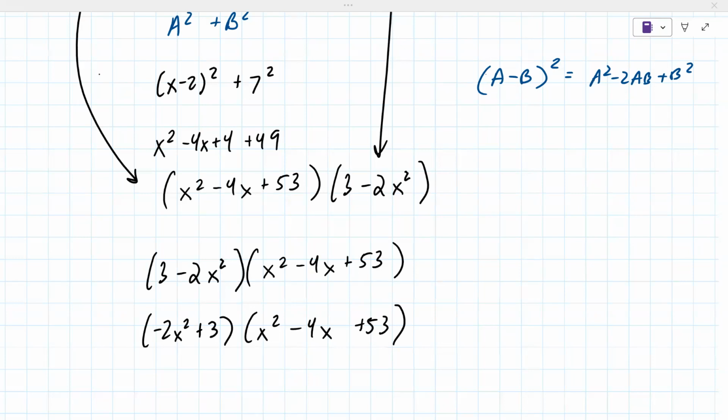All right, I got negative 2x to the fourth plus 8x cubed minus 103x squared minus 12x plus 159. That sounds correct here. I used the calculator to make sure I didn't mess this up. I believe that's what you said here.